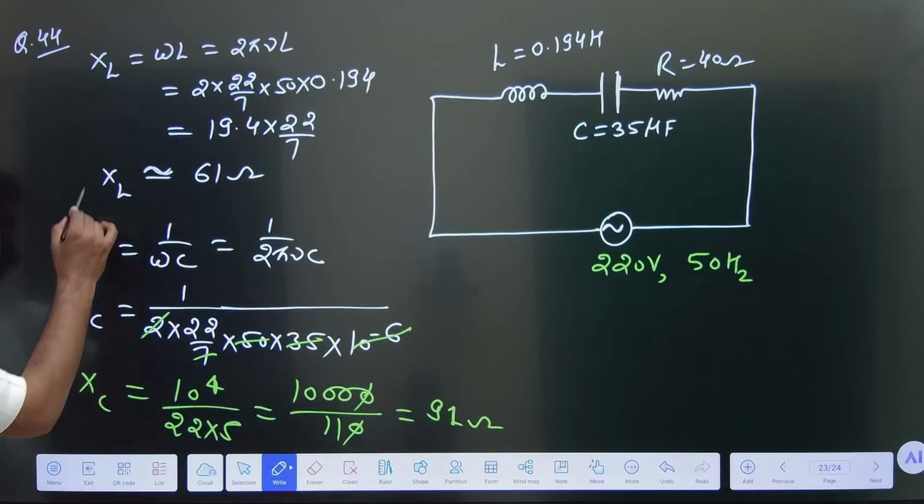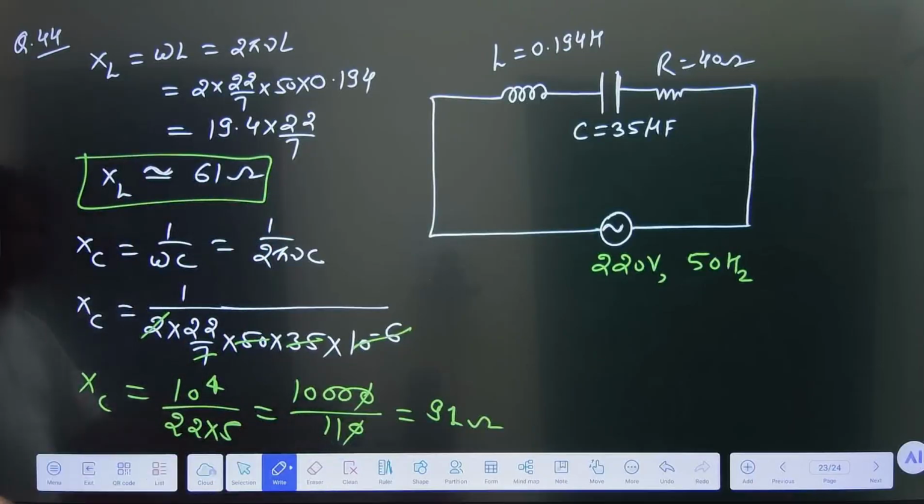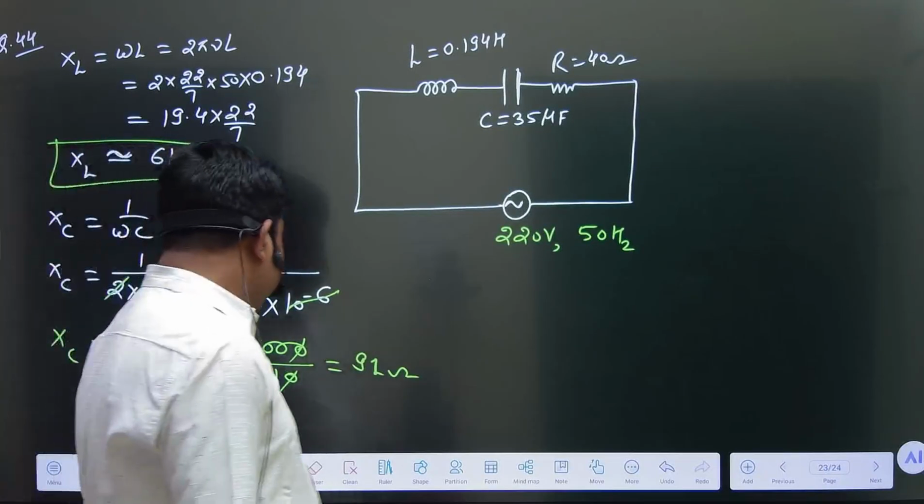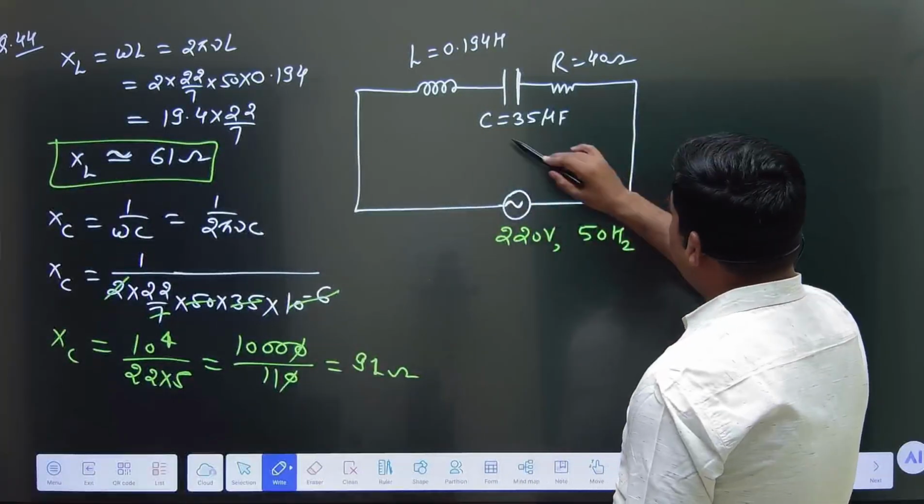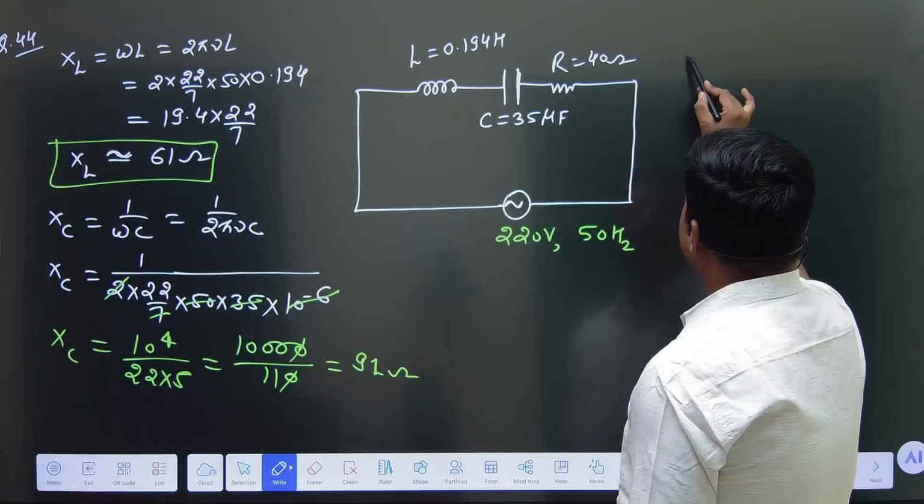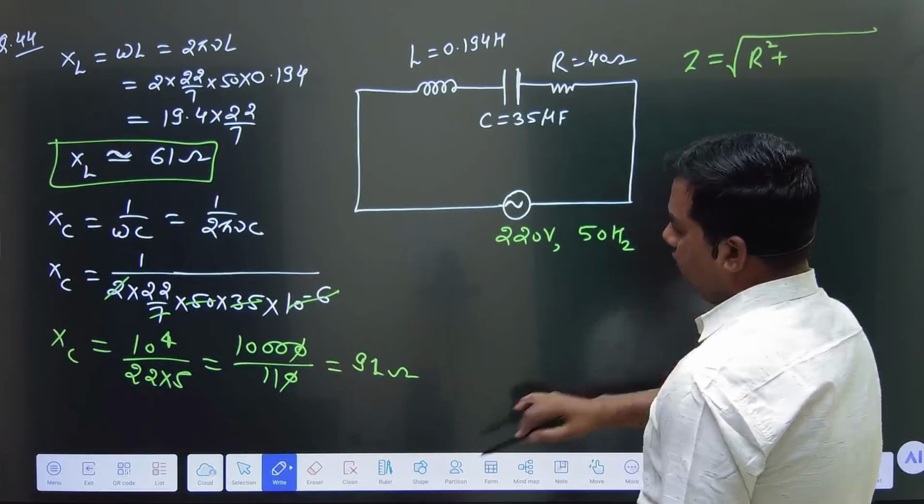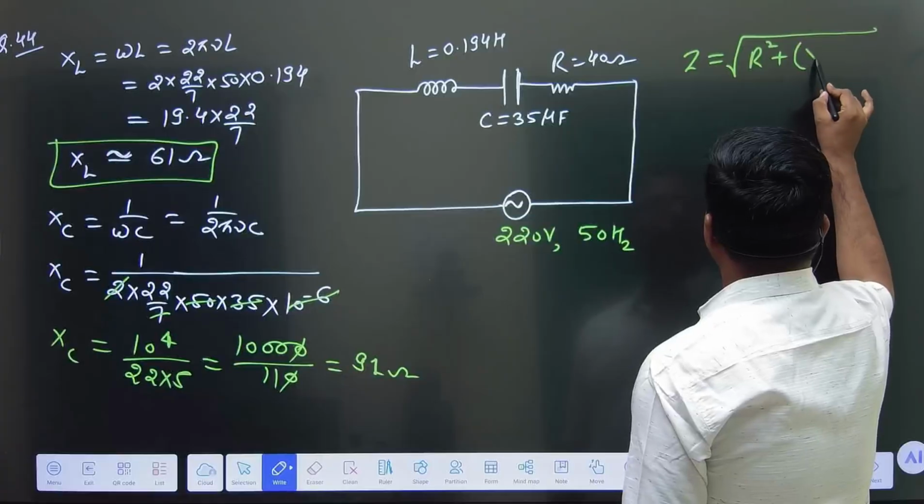Clear to you? This is XL, 61 ohm. This is XC, 91 ohm. You have to calculate the impedance of the circuit. And when you have to calculate the impedance of the circuit, what is the formula of impedance in an RLC series circuit? It is Z equal to root of R square plus (XC minus XL) whole square.